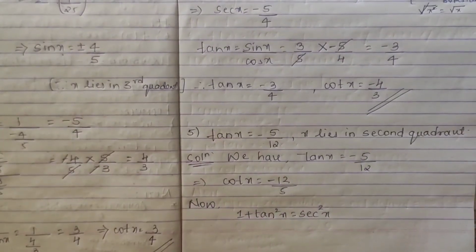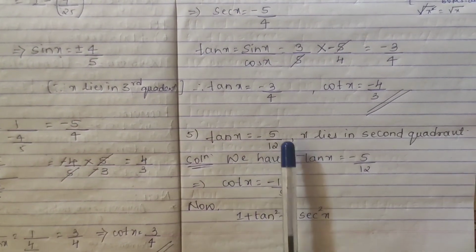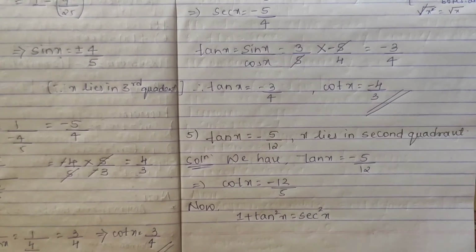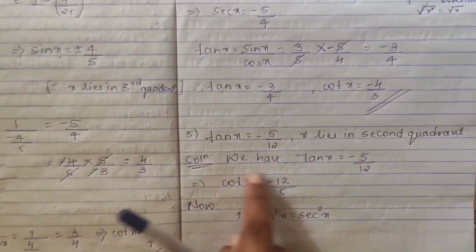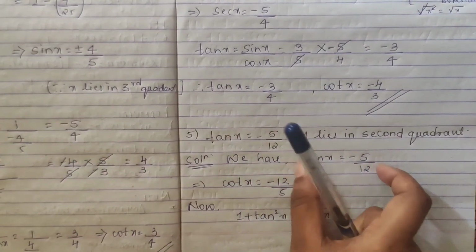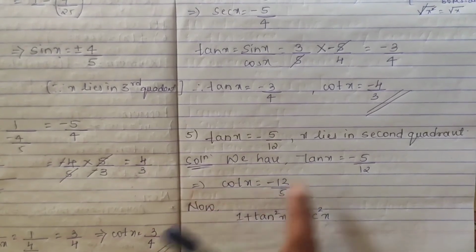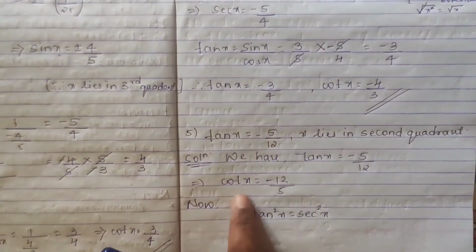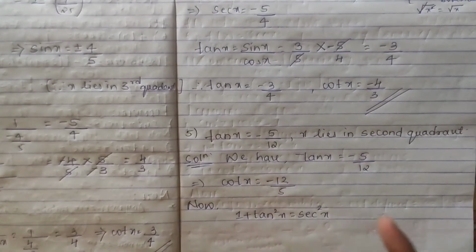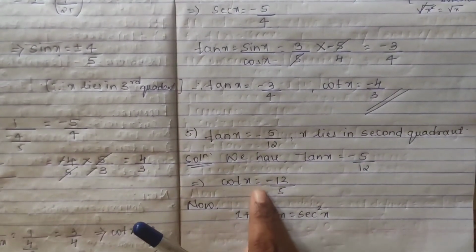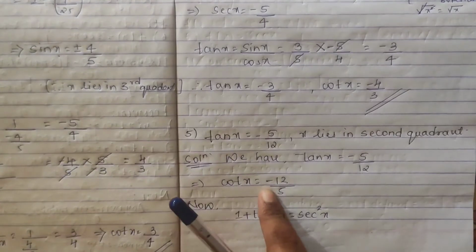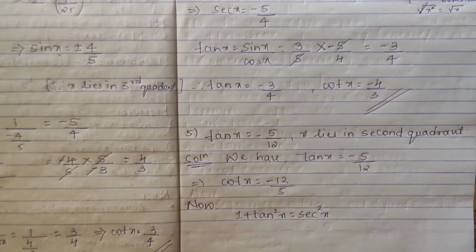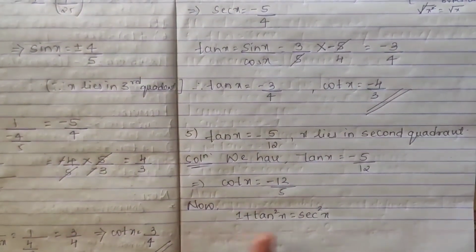Next question we'll take, the fifth one I have taken: tan x is equal to minus 5 by 12, as x lies in the second quadrant. So we have tan x, you are writing. Tan x means its reciprocal is cot x. So directly from this I will get one trigonometric function, that is cot x, the reciprocal of this, which is minus 12 by 5. Again and again I am not writing cot is equal to 1 by tan. I have explained it in one problem already. Here I am writing directly.